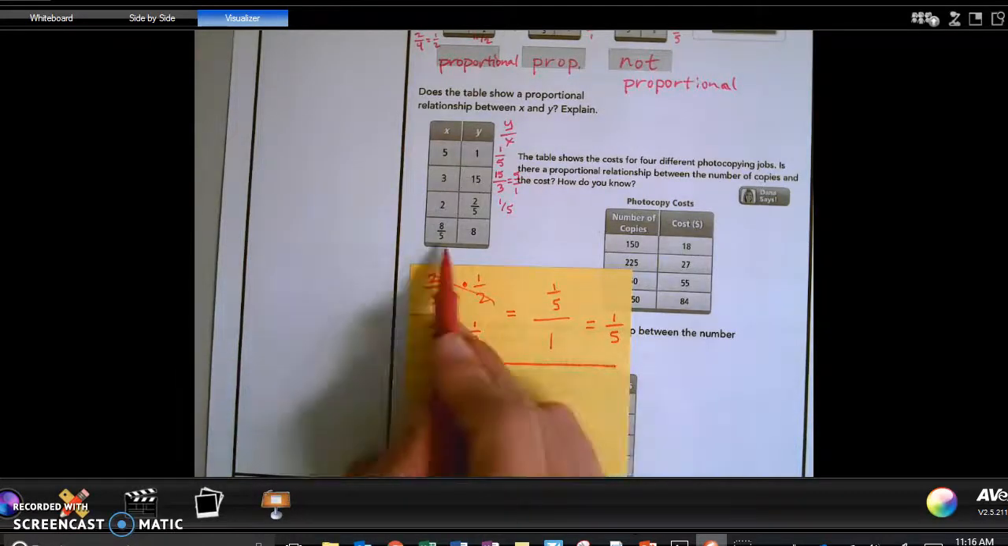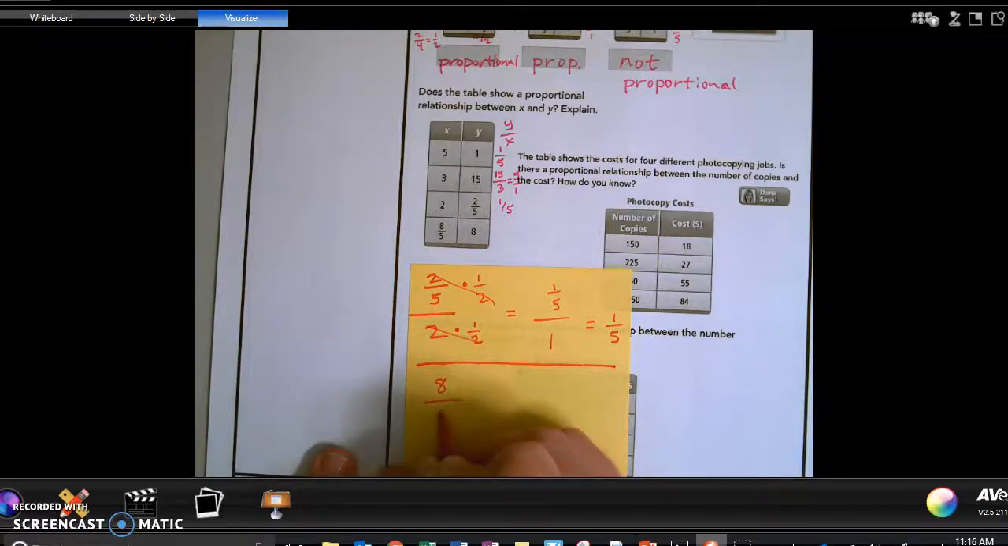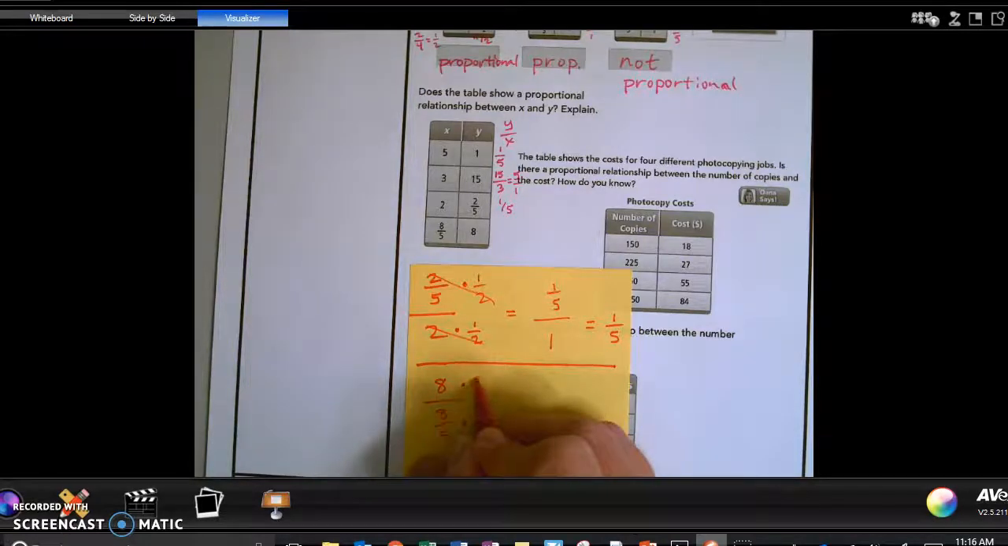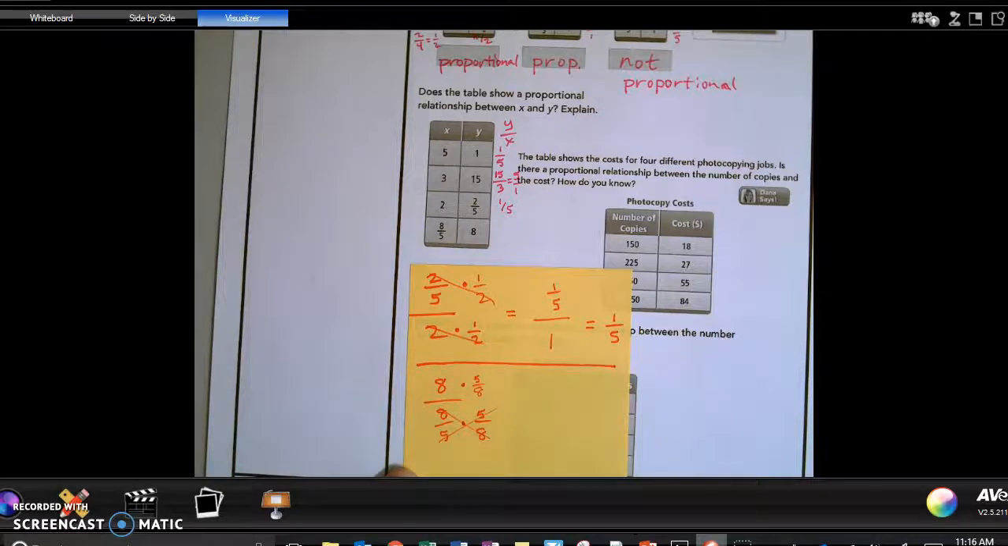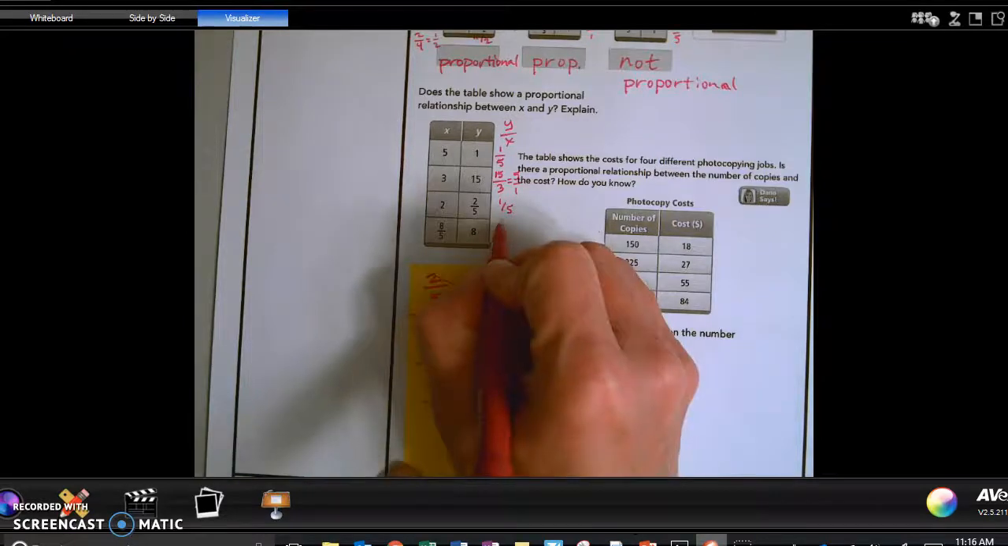And as I look at my last row here, and I write y to x, that would be 8 to 8/5. Again, I have a fraction I want to get rid of, so I'm going to multiply by the reciprocal. Whatever I do to the bottom, I have to do to the top. I multiply by the reciprocal because that will cancel to 1. And on the top, my 8's cancel, which leaves me with 5. So I have 5 to 1 for this ratio.